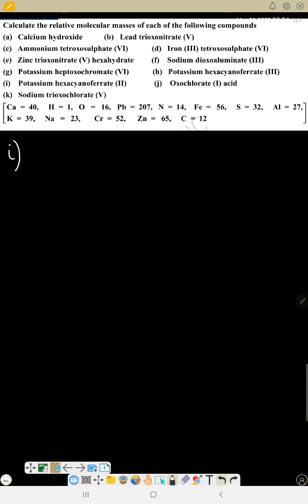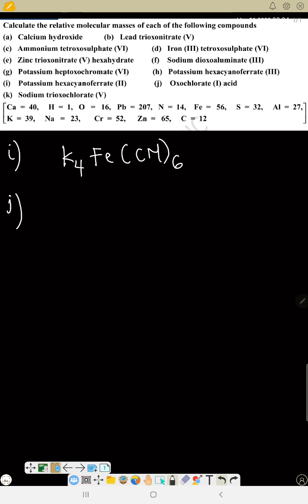I, potassium hexacyanoferrate 2. So that will be K4Fe(CN)6.